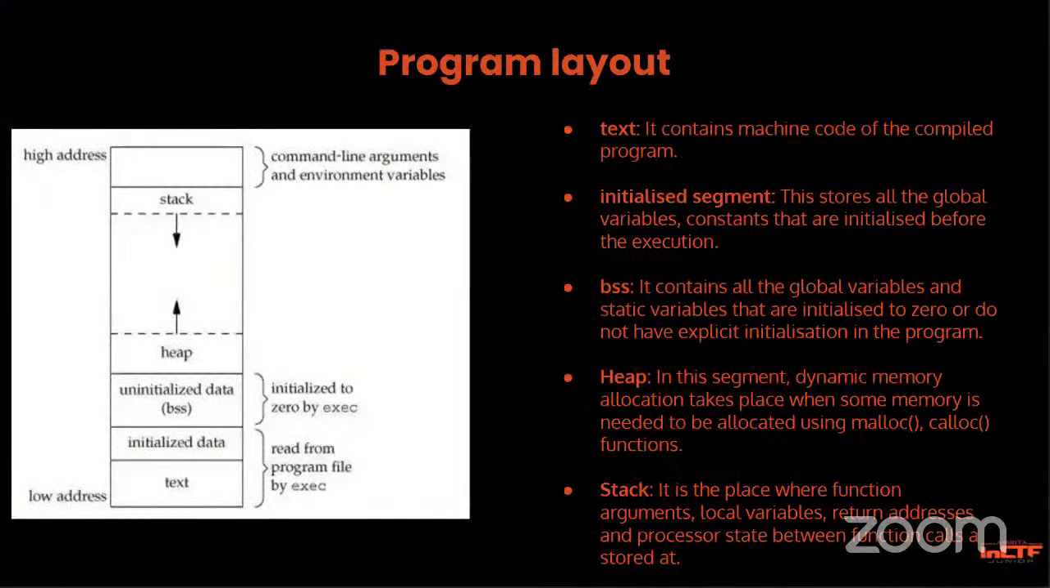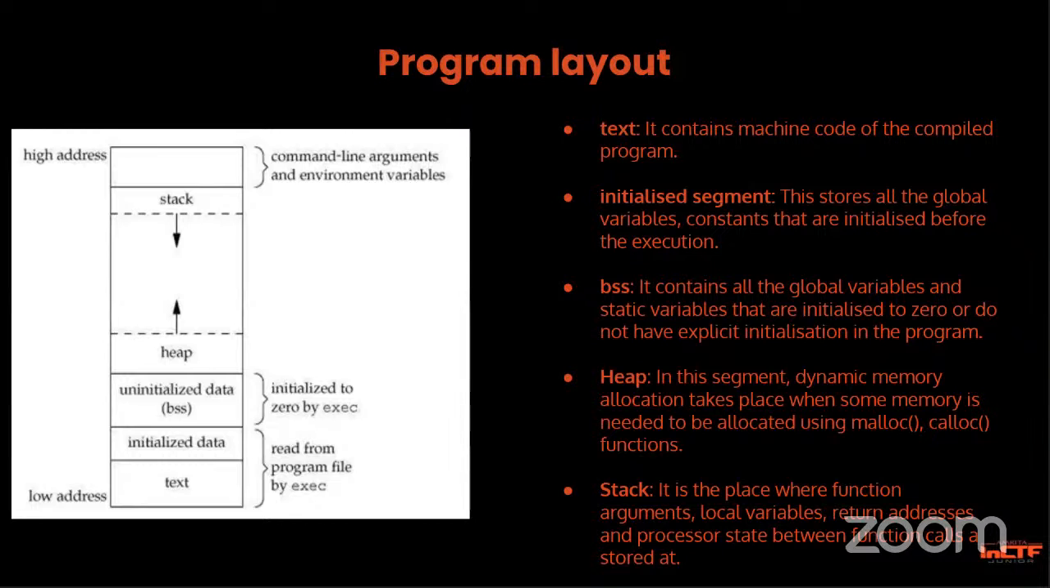So this is the basic program layout that we'll be discussing here. In the virtual memory, there are many segments. We'll start from the lowest segment, which is the text section. It contains the machine code of the compiled program, the code that we compiled after getting the binary, right? Then it has an initialized data segment. This stores all the global variables that are declared in the program that we're going to compile, that we're going to make the binary of, and the constants that are initialized before the execution.